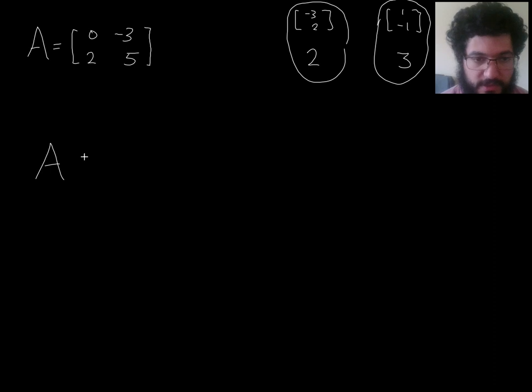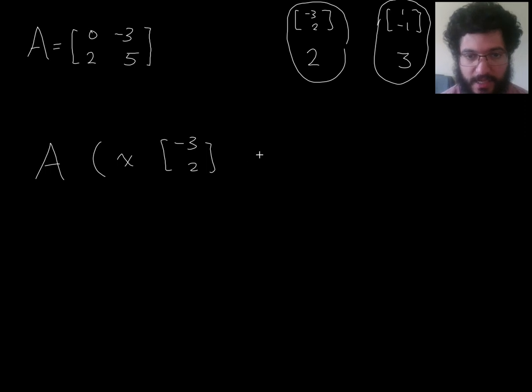So let's suppose I give you vectors, instead of giving you vectors as a linear combination of 1, 0, 0, 1, I give them as a linear combination of these two vectors, negative 3, 2. So let's say x times negative 3, 2, and then y times 1, negative 1.